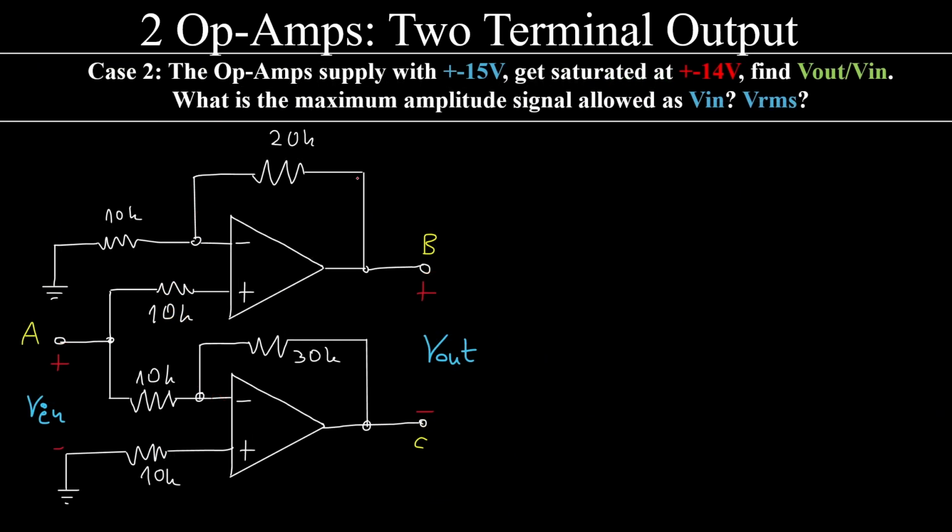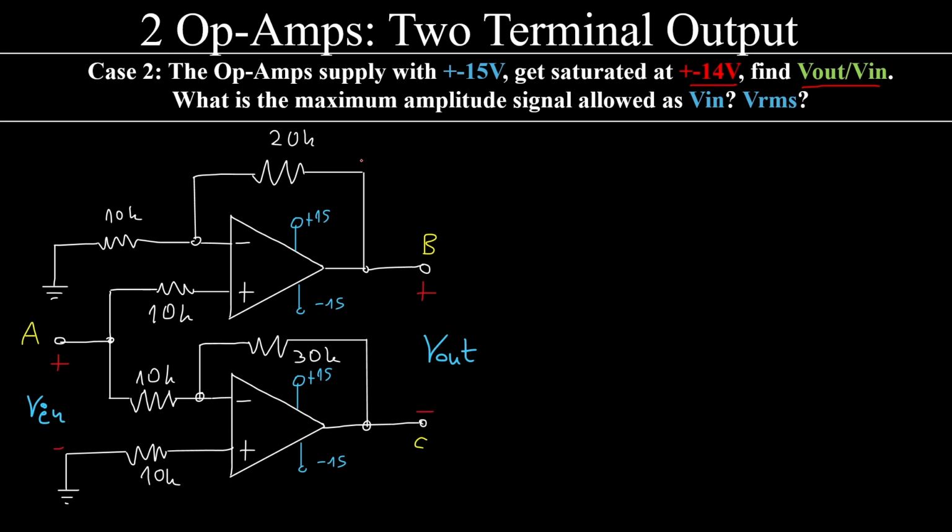Now onto this case where things are a bit spicier. We have two op-amps with supply terminals of 15 and minus 15 volts. And these are saturated at the 14 volt point at the output. We're asked to find again Vout over Vin.